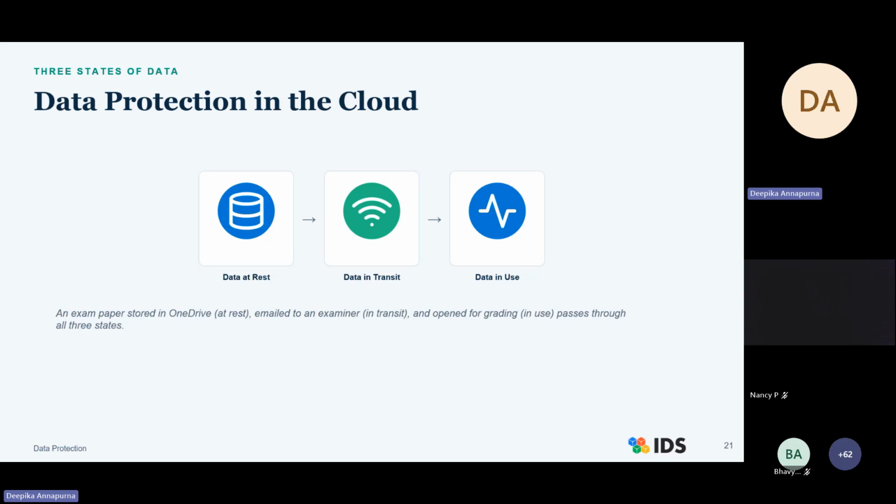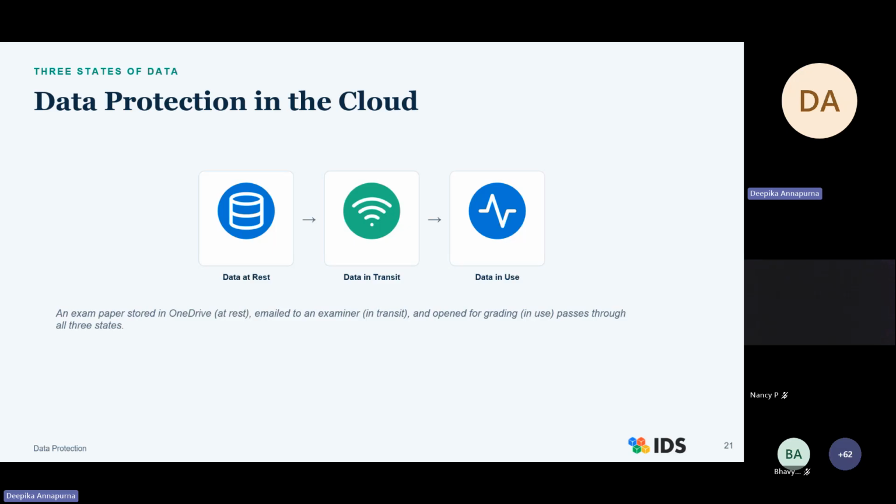So the first is data at rest. Data is currently stored in your cloud, but not being accessed or used by anyone. The second one is data in transit. Let's say I'm sending an email from my account to my manager. So data is passing through the network traffic, which means the data is in transit, moving from one place to another. Every time you send an email, upload an assignment, or attend a Microsoft Teams meeting, the data is in transit.